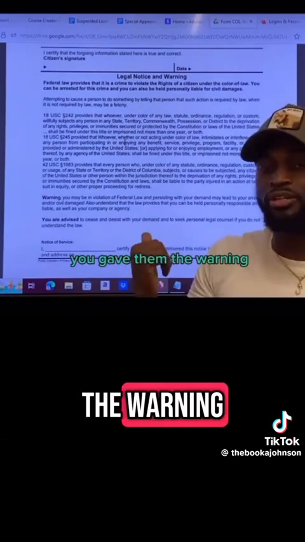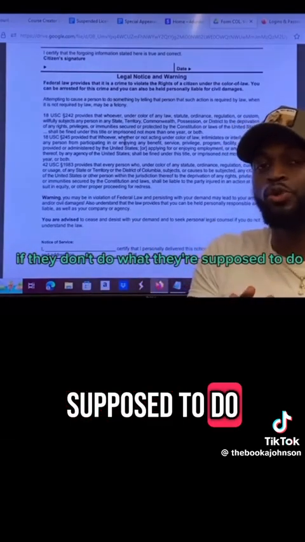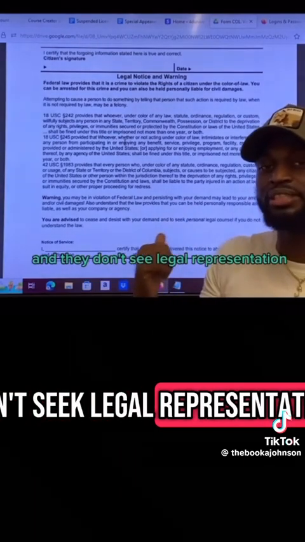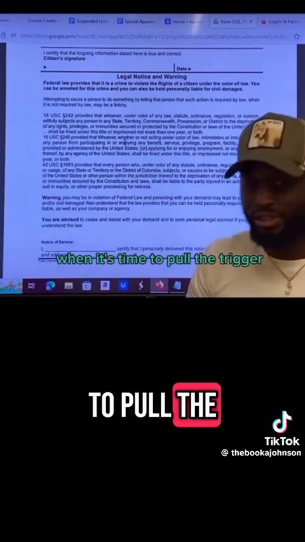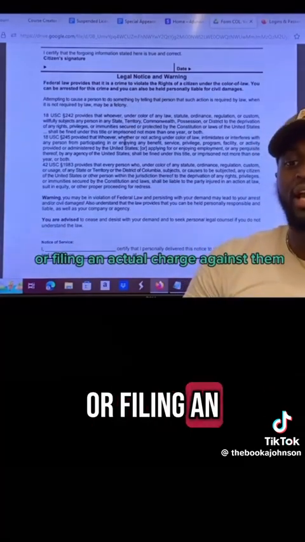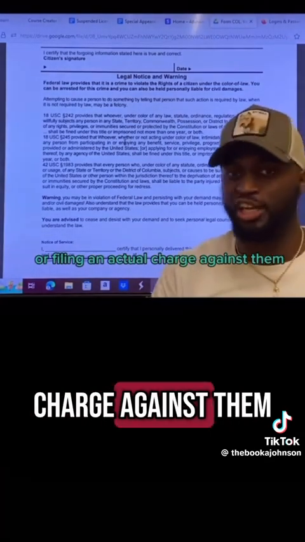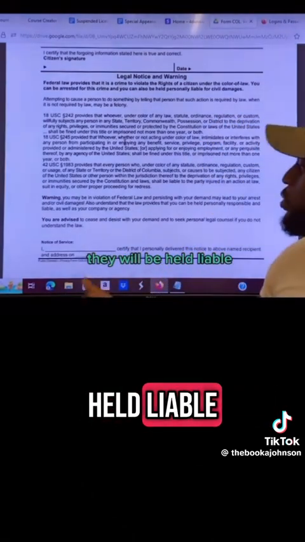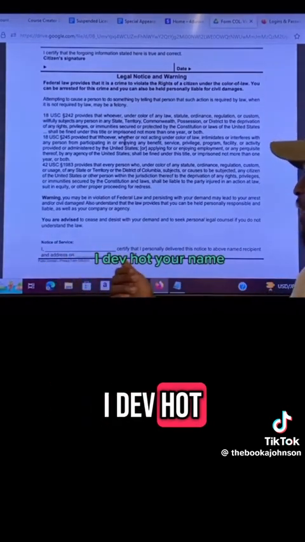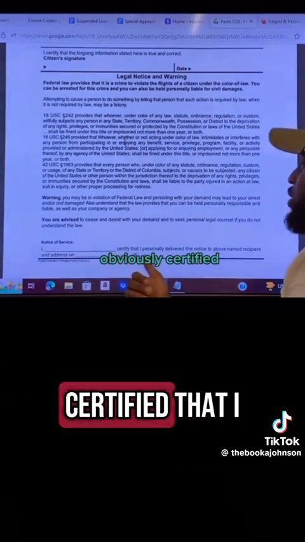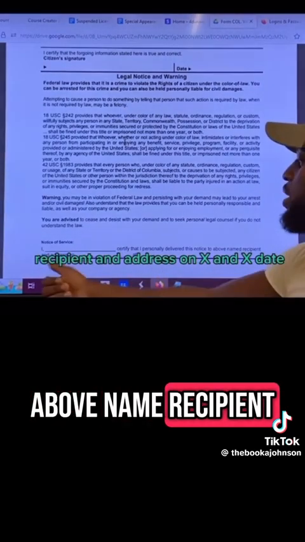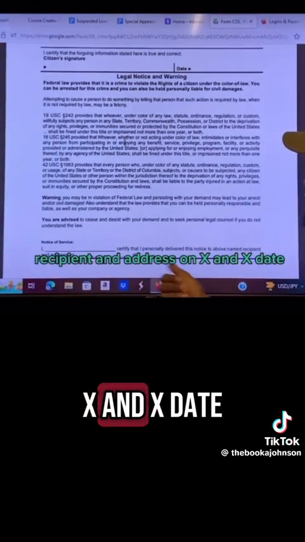You gave them the warning. If they don't do what they're supposed to do according to your wishes, according to your demand, and they don't seek legal representation, when it's time to pull the trigger on giving them that lawsuit or filing an actual charge against them, they will be held liable. At the very end, notice of service, you're going to say, I, Dev Hop, your name obviously, certify that I personally delivered this notice to the above named recipient and address on such and such date.